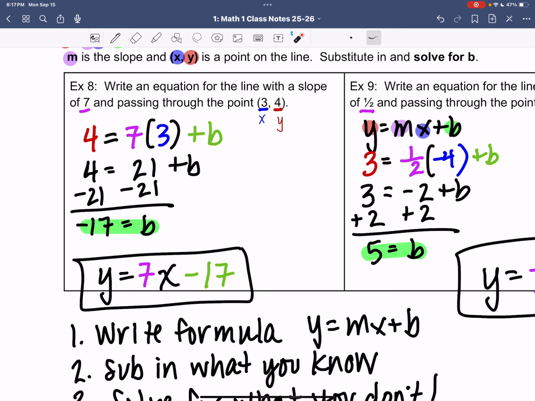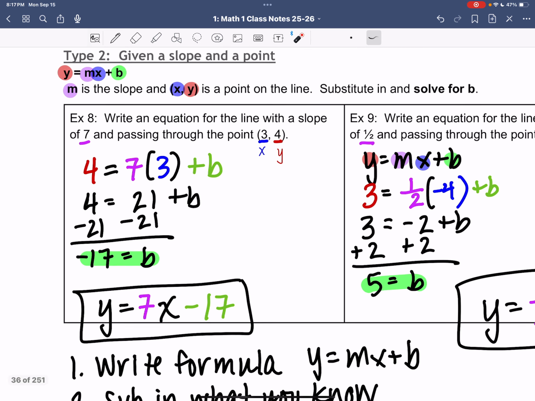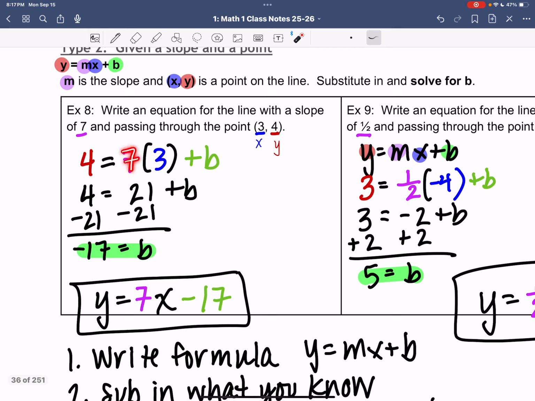Okay, here we go. I labeled all my points. I know this is my x. I know this is my y. I know that my slope is m. So now I'm just going to plug them into my equation. So 7 times x. We don't know what b is, so that's what we're solving for, and we know it's going to equal y.